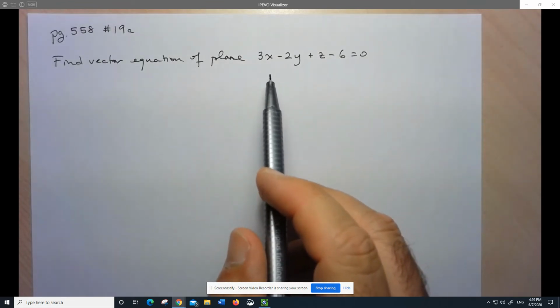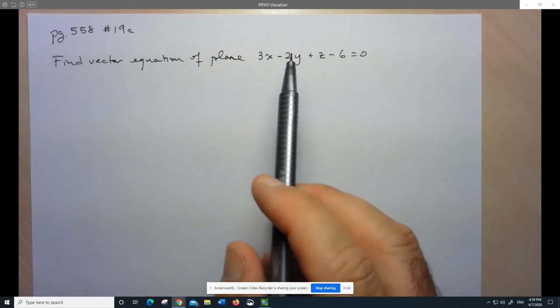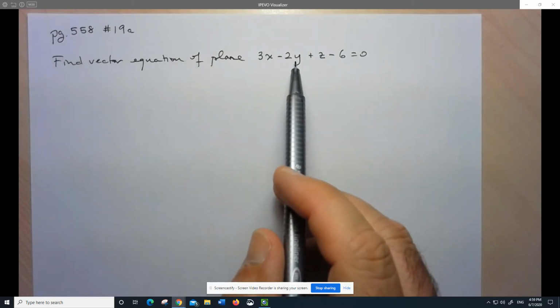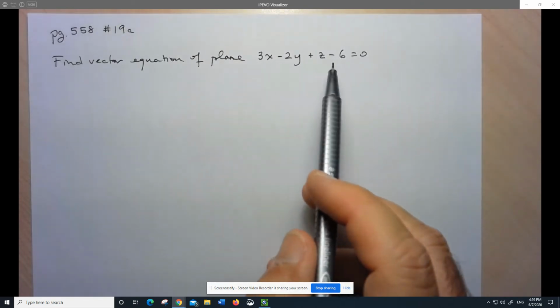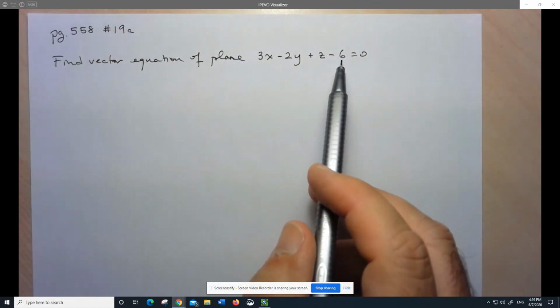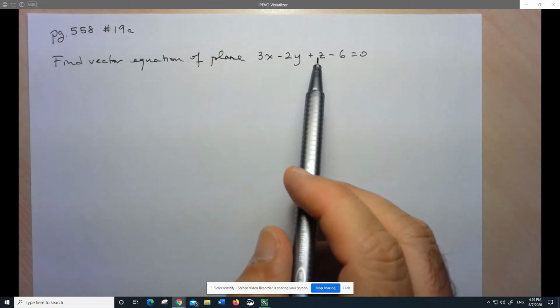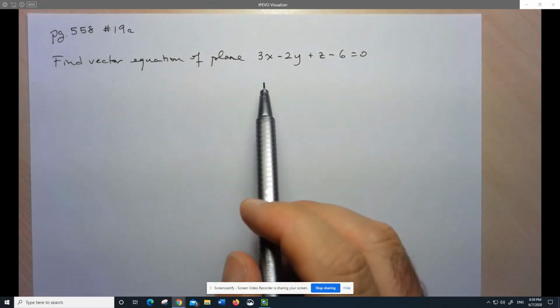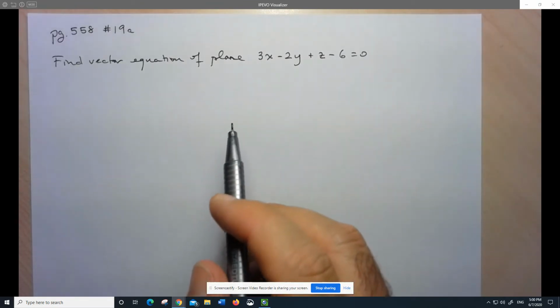In particular, the easiest points to find are the intercepts, because if I want to find the x-intercept, I just make y and z equal to 0, and similarly for the other two. I notice that's going to work really nicely, because look at this constant term, 6, and here I see 1, 2, and 3. So we can solve for the intercepts very easily.